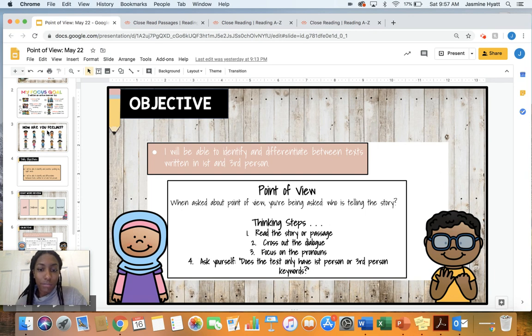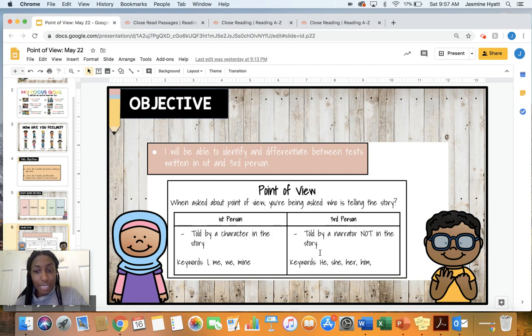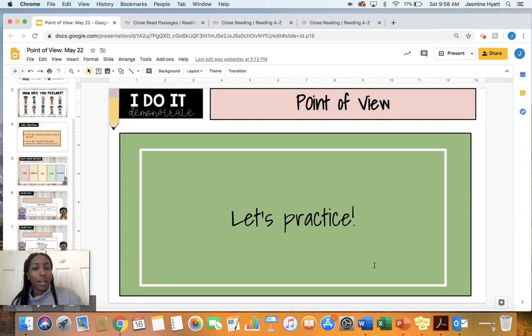And then you ask yourself, because this can be tricky sometimes, does the text only have first or third person keywords? So if you're hearing only he, she, her, him, pronouns like that, then you know it's going to be third person. If you're hearing pronouns like I, me, we, and mine, you know it's first person. If you hear both of them, so if you hear I, me, or he, her in the same story, it's going to be in first person. Get it? Got it?